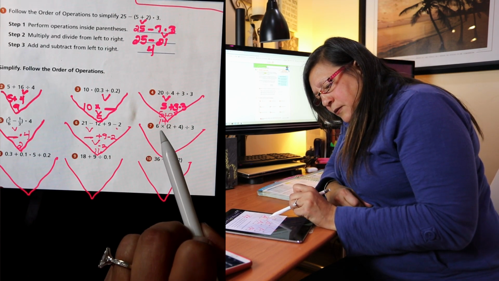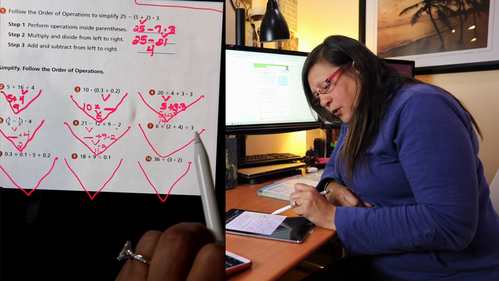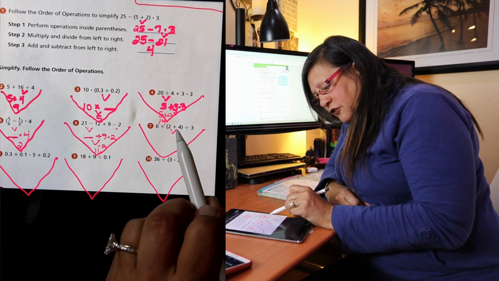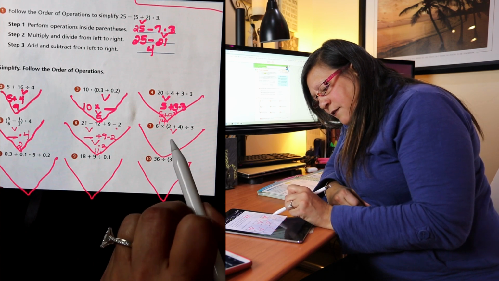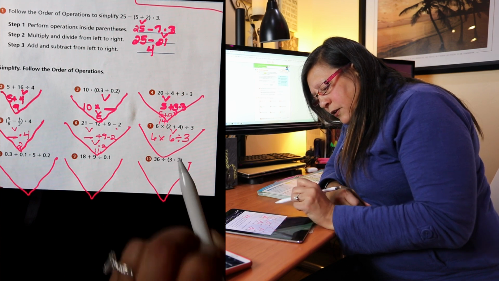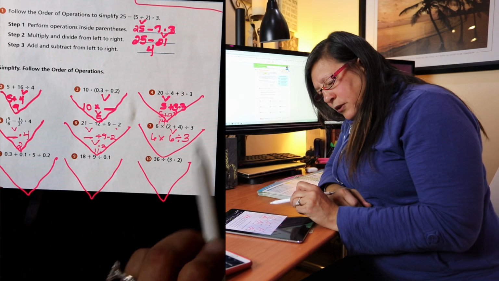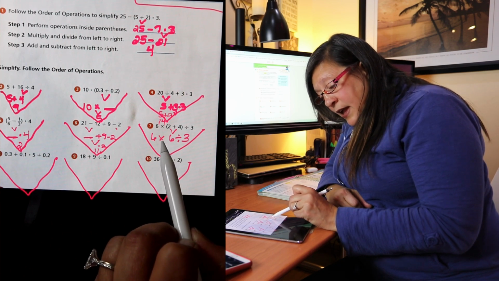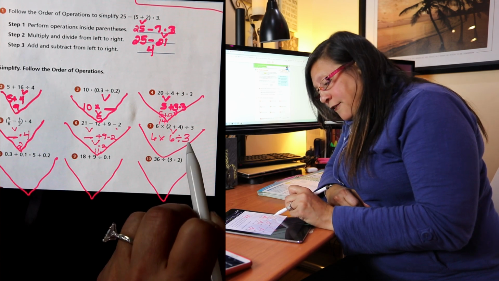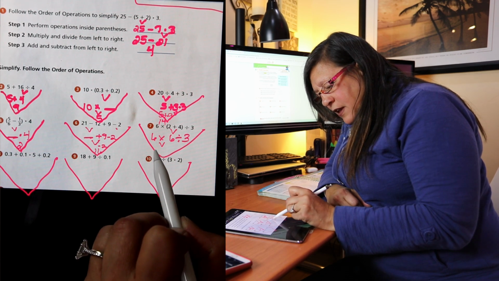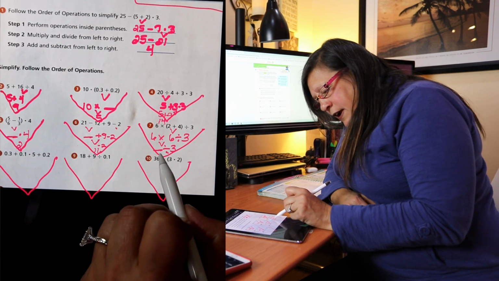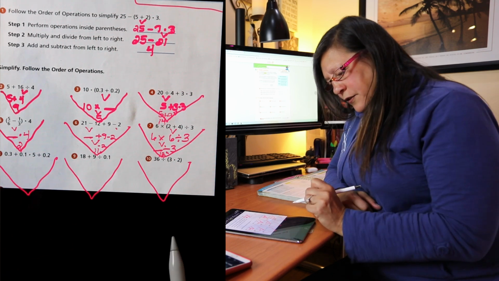Number 7, we have 6 times (2 plus 4) divided by 3. Parentheses first. Even though that's addition, parentheses first. Okay, 4 and 2 is 6. Bring everything else down. Notice I'm not doing all your operations for you, but I will discuss what you need to do. Now we have multiplication and division. You need to multiply first because we're going left to right. Multiply first, get your answer, divide by 3, and your final answer should be 12 for number 7.